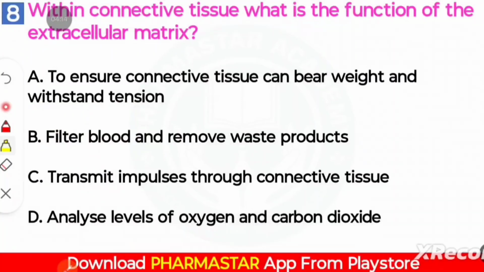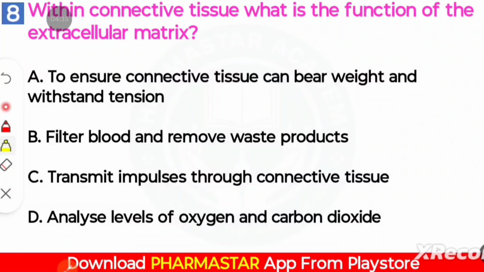Next. Within connective tissue, what is the function of the extracellular matrix? Option A. To ensure connective tissue can be weighed and withstand tension. B. Filter blood and remove waste products. C. Transmit impulses through connective tissue. D. Analyze levels of oxygen and carbon dioxide.